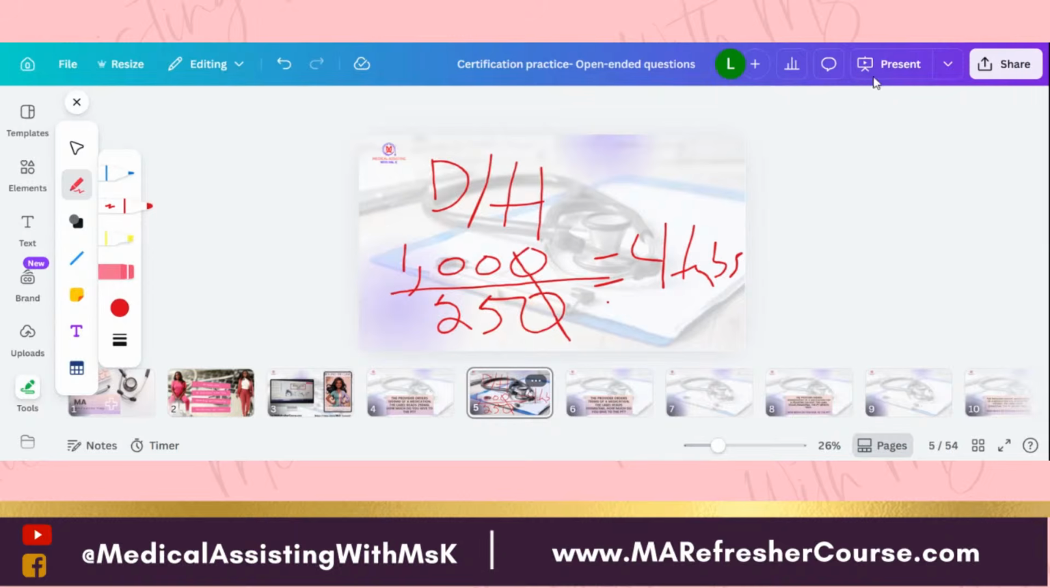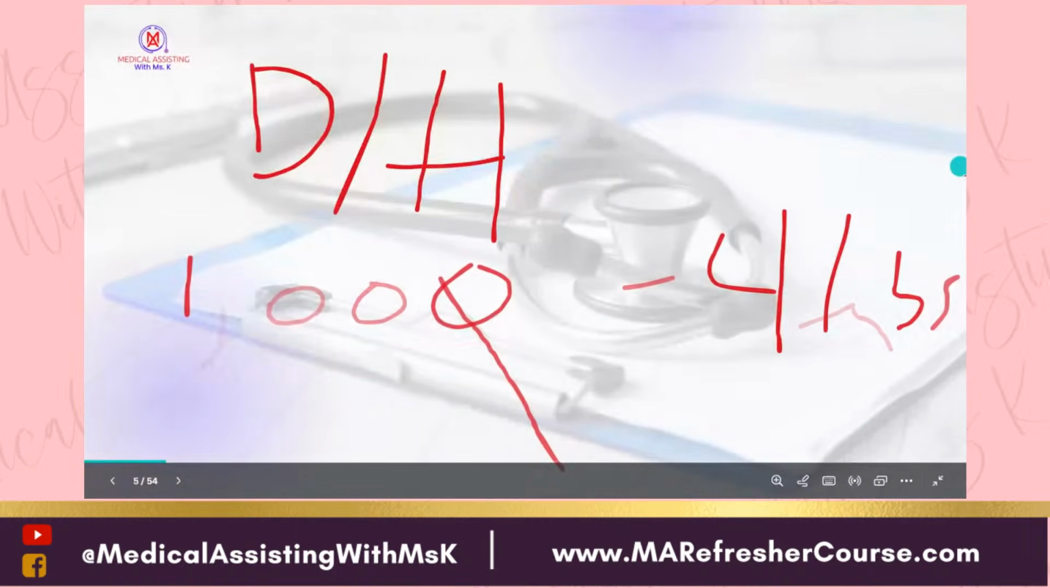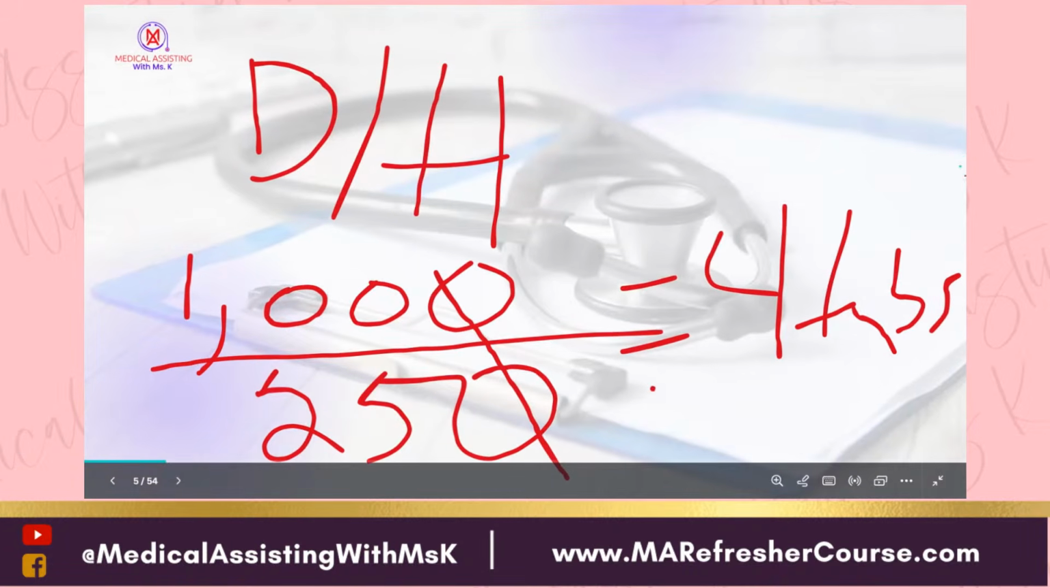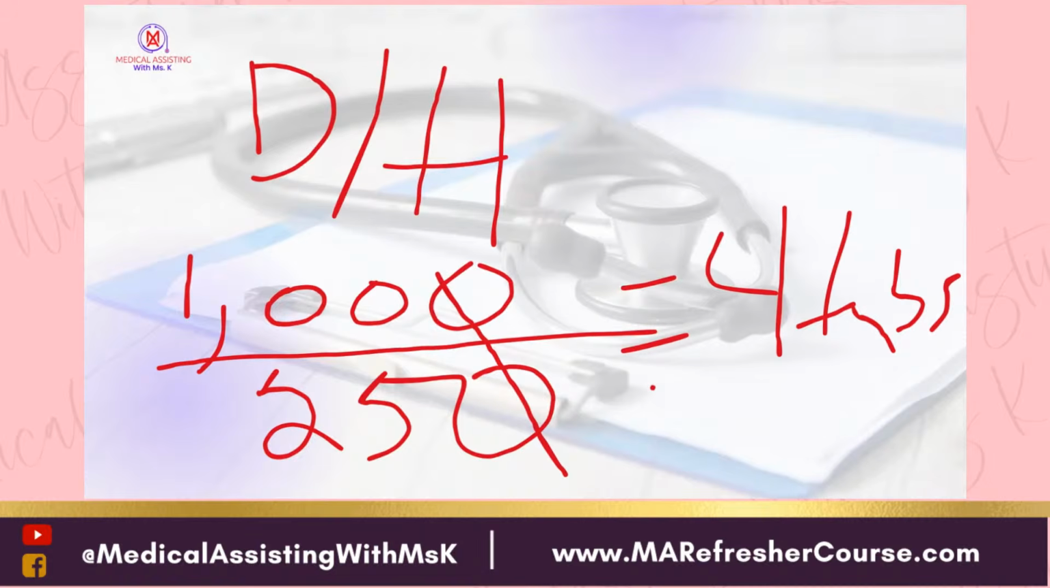Let me just make this bigger really quickly so I can make sure you guys can see that. So D over H. And when you know the formula, when you go take your test, all you're doing is plugging in whatever number they give you, okay? Let's go on to the next one.